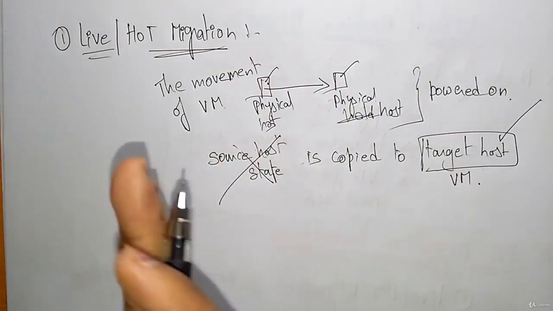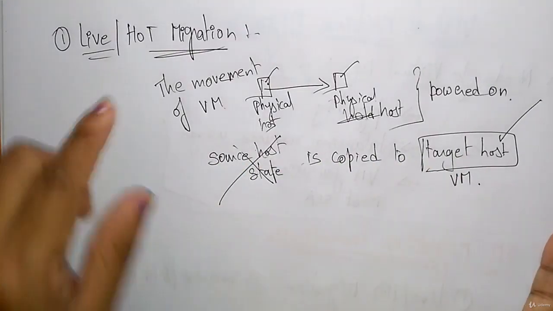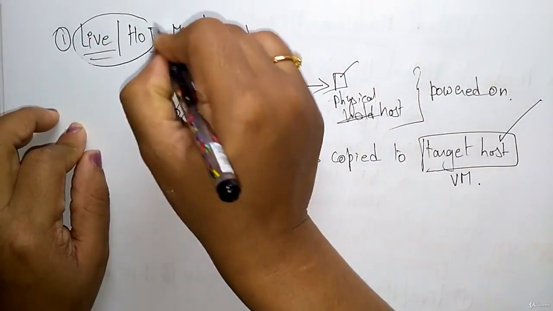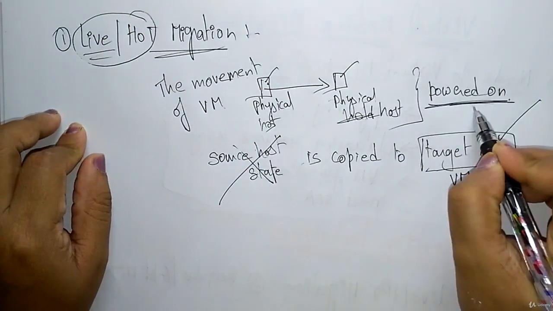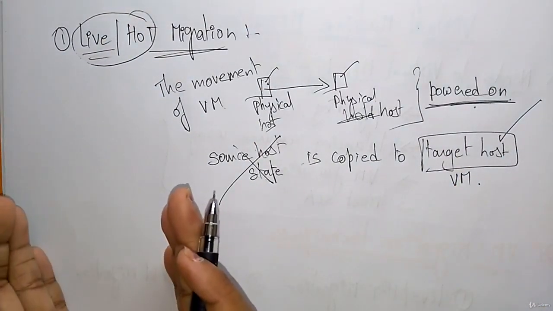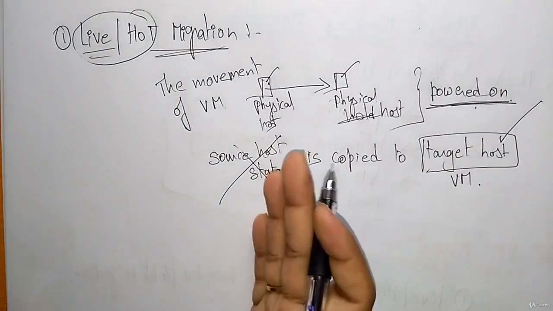Migration here is nothing but movement of one virtual machine to another virtual machine. Here I am talking about live or hot migration. Live or hot migration is whenever it is done while powered on. Only when everything is done while powered on do you call it live or hot.